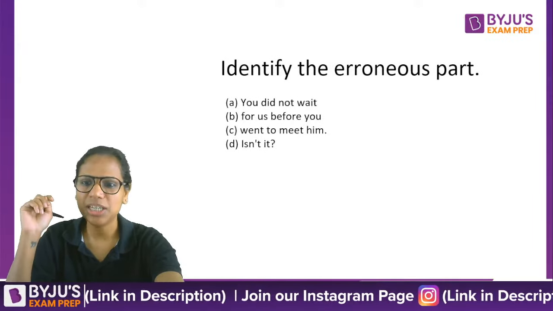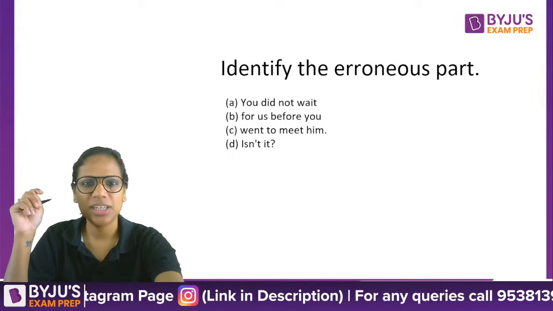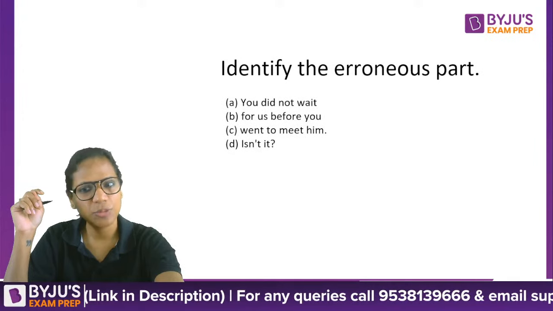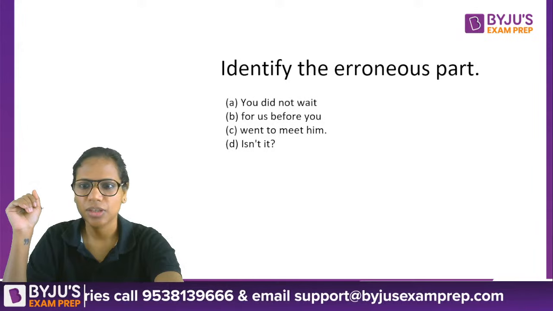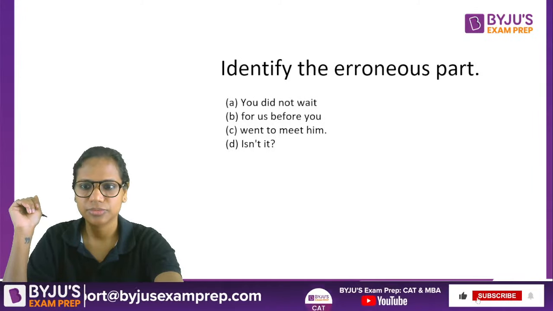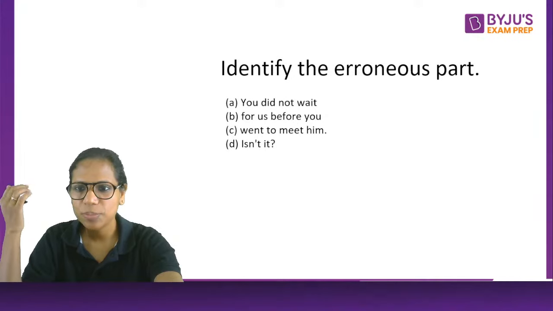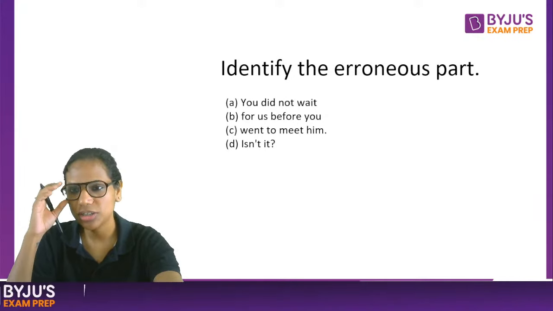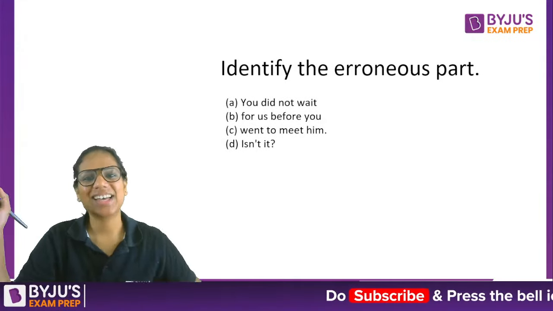So Priya says B. Anushka says B. Videep also says B. So what is the error in B? Okay, someone says D. All right, B, C, D. And there seems to be a competition. No, there seems to be a majority of B here. Right. Let's have a look.